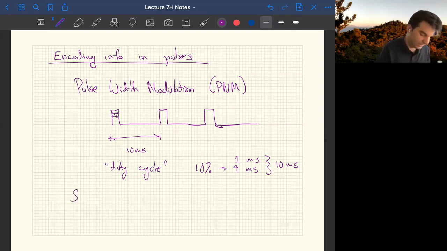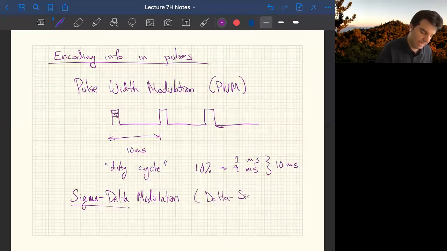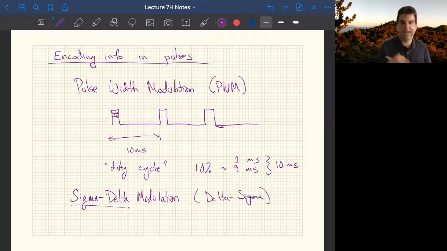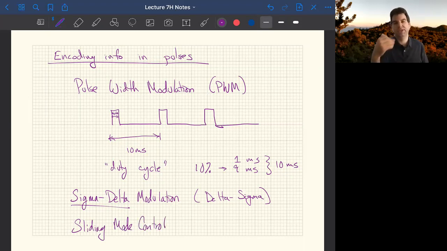There are other approaches, like sigma delta modulation or encoding, which is a much more sophisticated way to do this. I won't go into a lot of the details, but if you just looked up sigma delta, or delta sigma, as it sometimes goes by, it adds a feedback circuit that helps to encode these things. And there are other approaches that use something called sliding mode control to generate pulses which encode information.